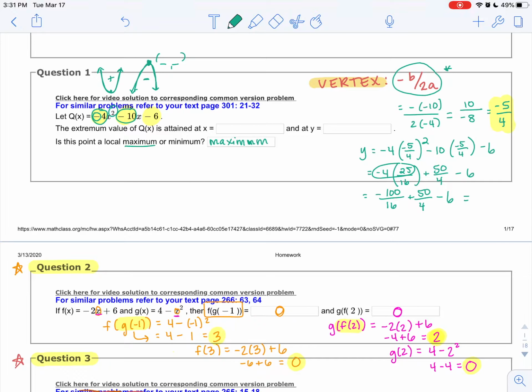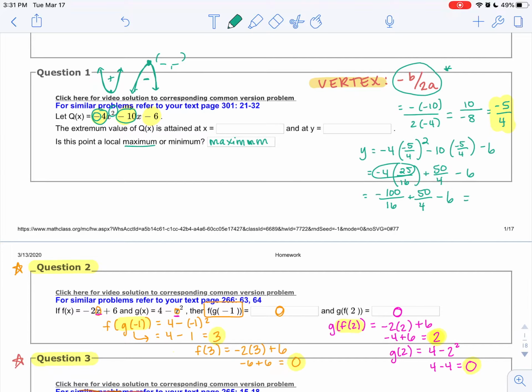I'll go ahead and plug it into my calculator at this point. Negative 100 over 16 plus 50 over 4 minus 6 gives me 0.25, which is 1/4. So that's my y value. So I plug these in, and I get negative 5 over 4 and 1/4. So I just want to plug that in, make sure it's correct. And it is all good.